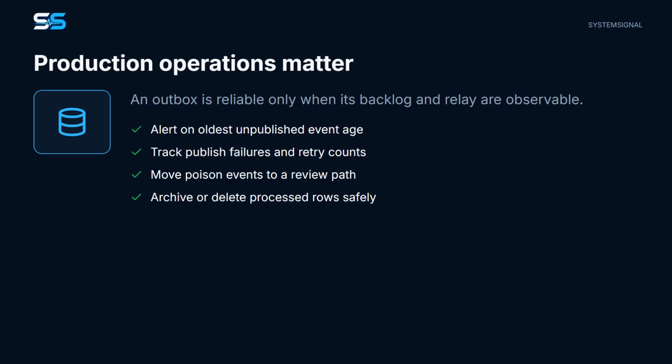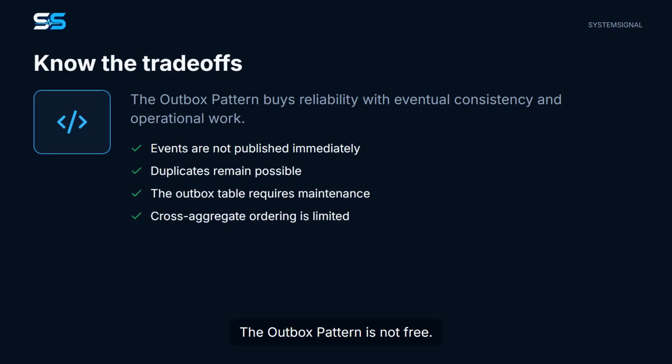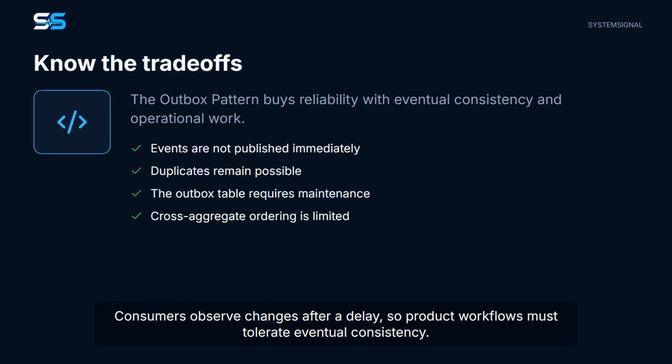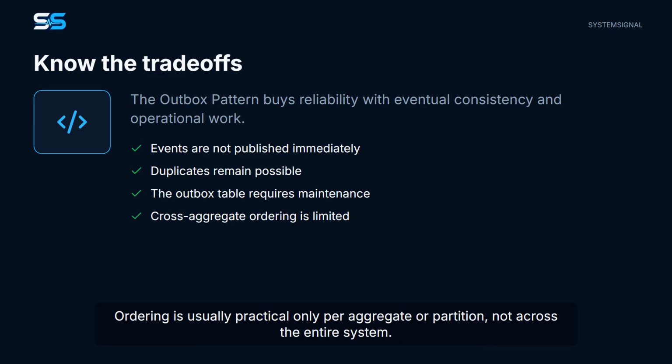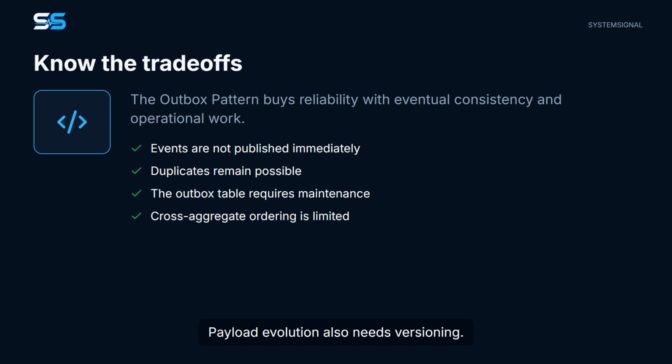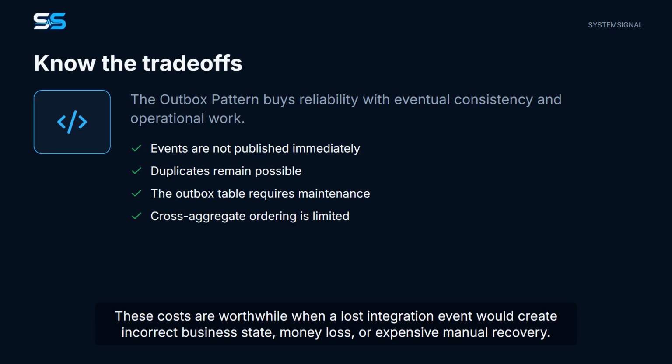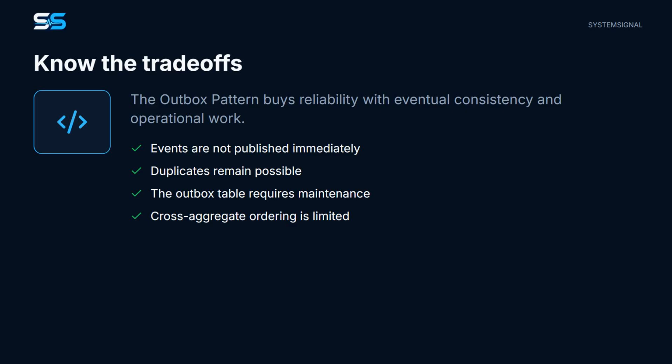The outbox pattern is not free. Consumers observe changes after a delay, so product workflows must tolerate eventual consistency. Duplicate delivery remains part of the contract. The outbox table grows unless it is cleaned. Ordering is usually practical only per aggregate or partition, not across the entire system. Payload evolution also needs versioning. These costs are worthwhile when a lost integration event would create incorrect business state, money loss, or expensive manual recovery.